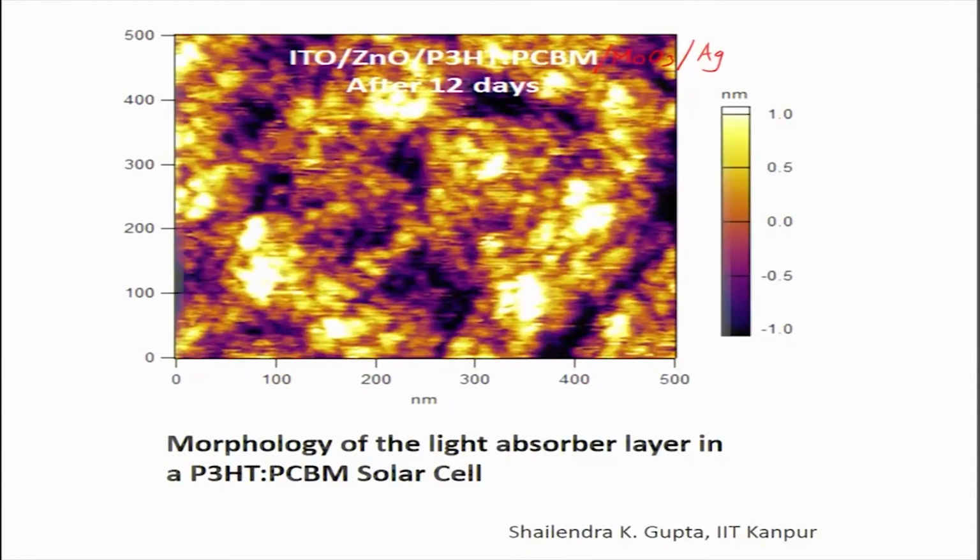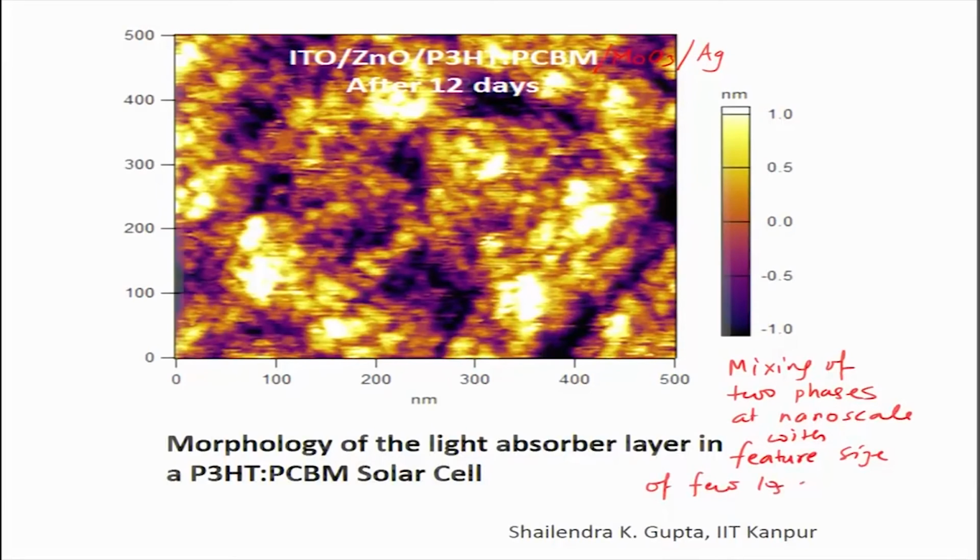So, there is a mixing of two phases at nanoscale with feature size of a few tens of nanometers. In reality, this is the kind of microstructure that we obtain. This is for P3HT PCBM. P3HT is the donor, poly-3-hexylthiophene. PCBM is a fullerene, which is the acceptor. So, in reality, what we get is a structure like this.